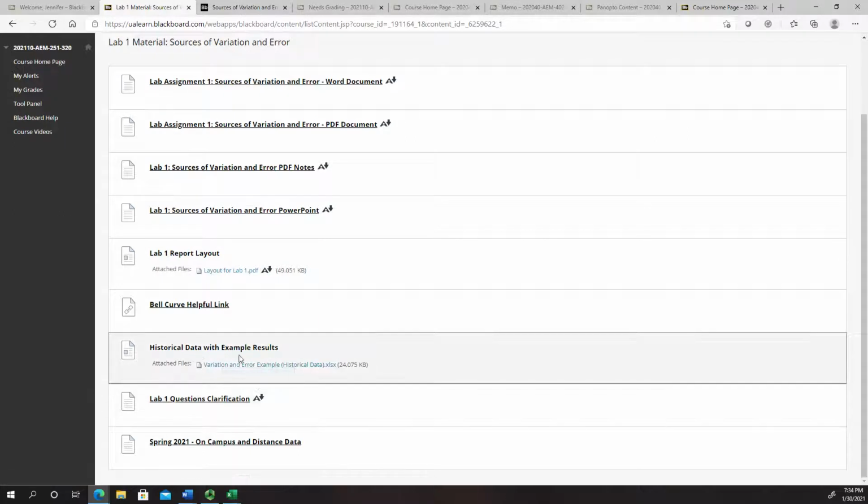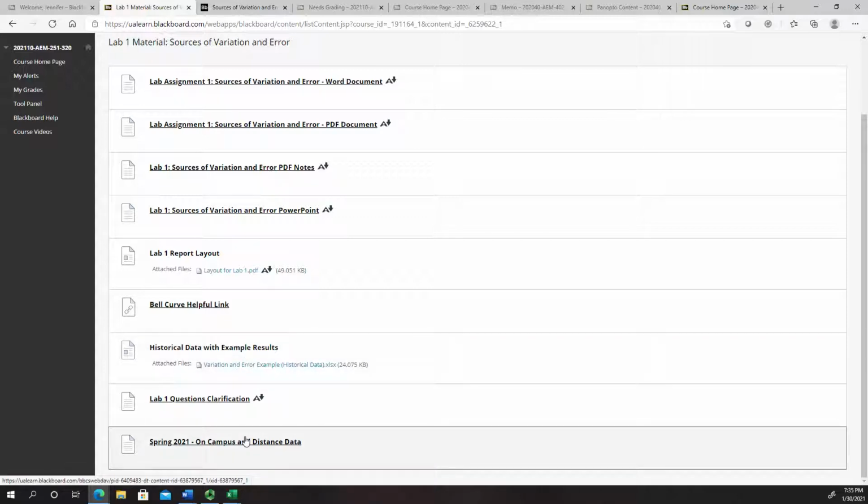And then this historical data with example results can be used as both an example for the assignment as well as your historical data for the question in the question sections, which is question 6, that asks for a comparison between the data you evaluate and the data to compare to. So for the on-campus class, your set of data that you'll work with is this spring 2021 on-campus or distance data. And then for the distance class, you can either use that set of data or one of the other uploaded sets of data that's available from a previous semester.